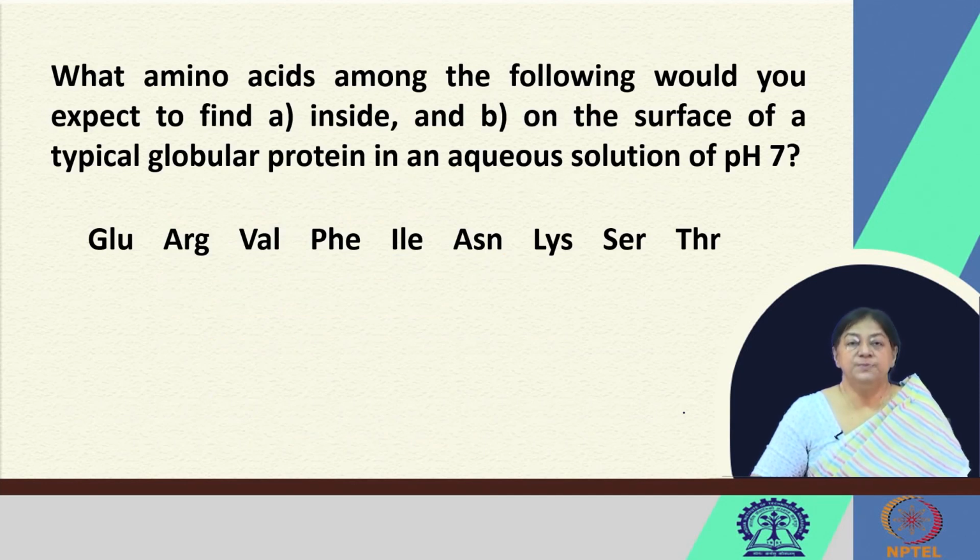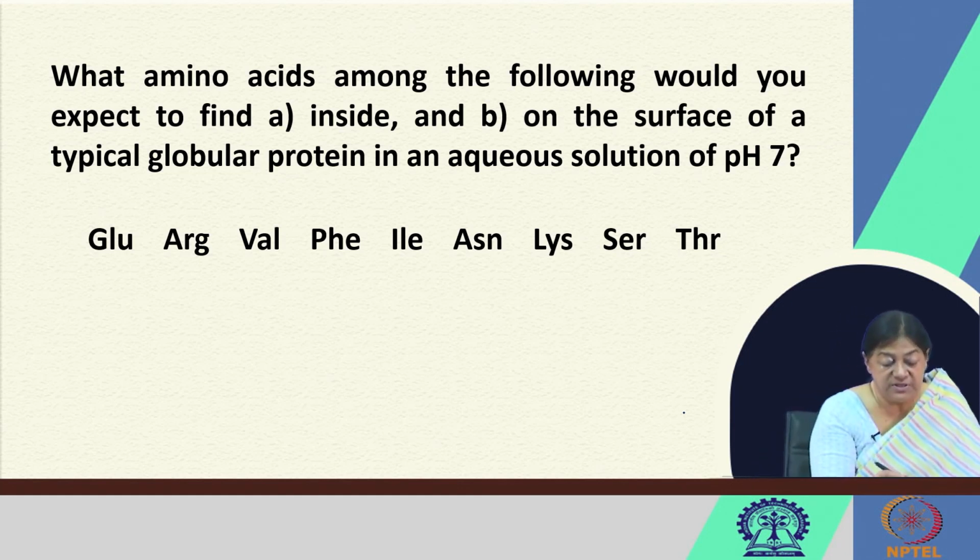Now, if we were to look at a specific topic: which of the amino acid residues written here would you expect to find inside and on the surface of a typical globular protein in an aqueous solution of pH 7? The fact that we have an aqueous, or polar, solution indicates that for this globular protein, the ones on the surface should be polar amino acid residues. And what do we mean by this? We mean that they should have a heteroatom in their side chain.